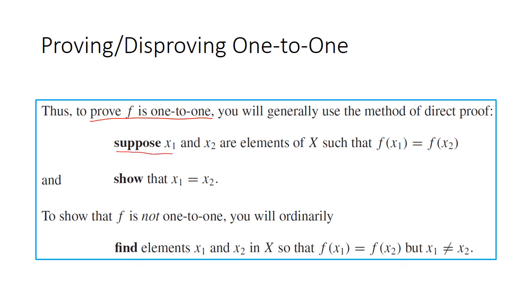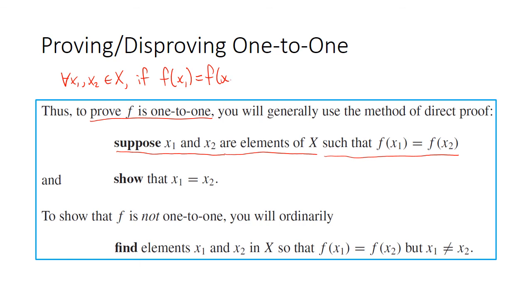So you suppose that x1 and x2 are elements of X, and then you also further suppose that f of x1 equals f of x2. Let me just remind you of what the definition of one-to-one is. It's for all x1 and x2 in the domain, if f of x1 equals f of x2, then x1 equals x2. So that's the definition of one-to-one.